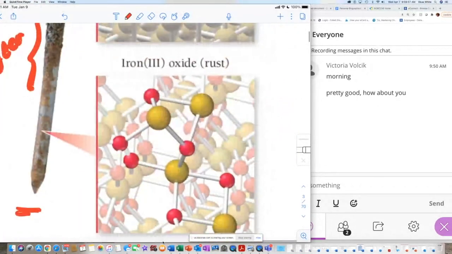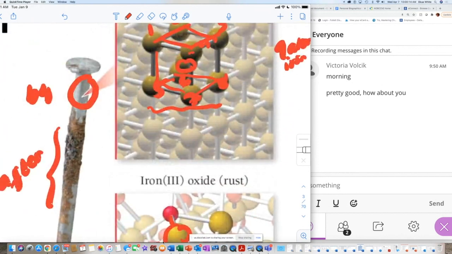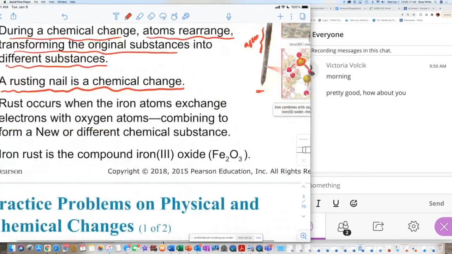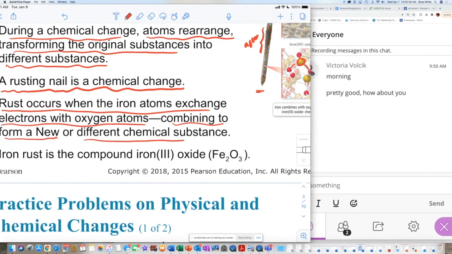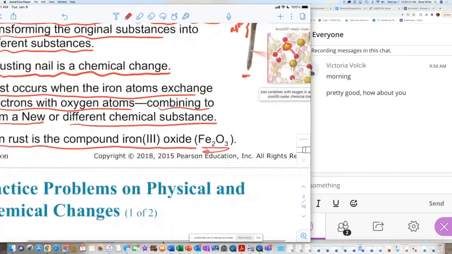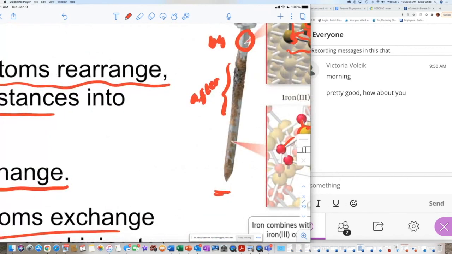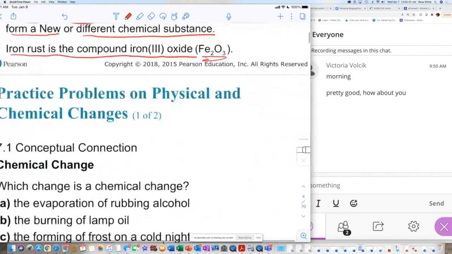And then when the oxygen comes to incorporate itself within the structure, now the oxygen is literally part of the equation. And you can see right here, the bonding changed completely. The bonding style changed, right? Now iron is surrounded by oxygen versus back here, iron was surrounded by iron. Okay. So we're told here rust occurs when iron atoms exchange electrons with oxygen atoms, combining to form a new or different chemical substance. Iron rust is composed of iron 3 oxide, which is this right here. The appearance of iron rust looks more like dirt, but it's really just rust.